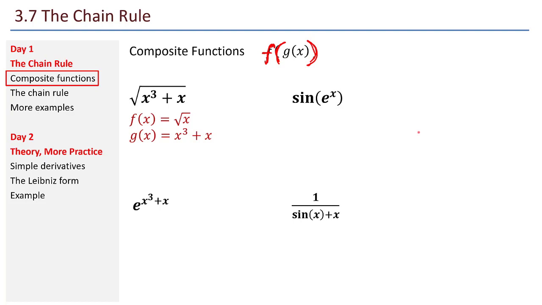On the top right, the outside function, f, that's just sine, and then inside of sine is e to the x. Now what about on the bottom left, e to the x cubed plus x? The outside function is e to the x, and then inside of that, x cubed plus x.